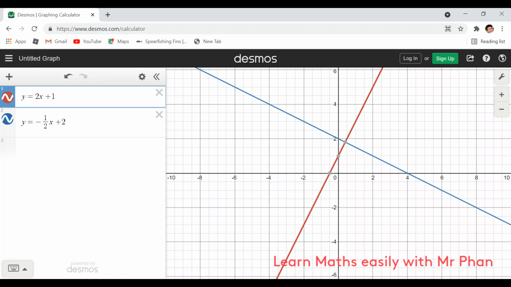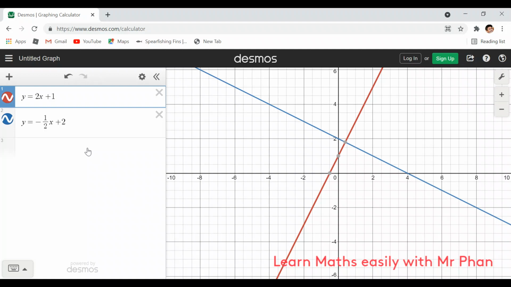Now we look at the gradient. If I change this gradient to the number 1, they're no longer perpendicular. If I change this to 3, it's not perpendicular. If I change this to 5, that's not perpendicular. It's only perpendicular when I change back to the number 2. Let me look at that carefully here: y equals x plus 1 and y equals negative half x plus 2. So the gradient does affect whether the two lines are perpendicular or not.